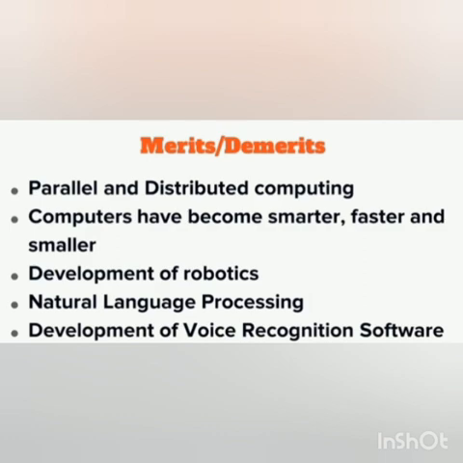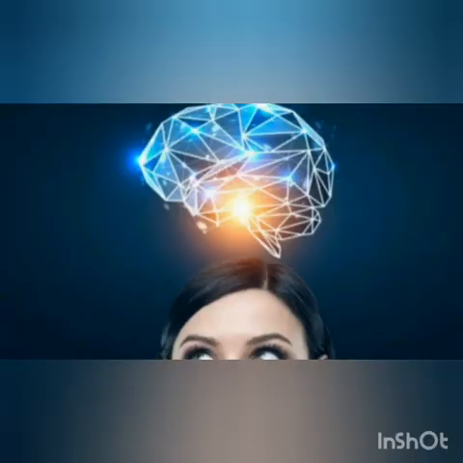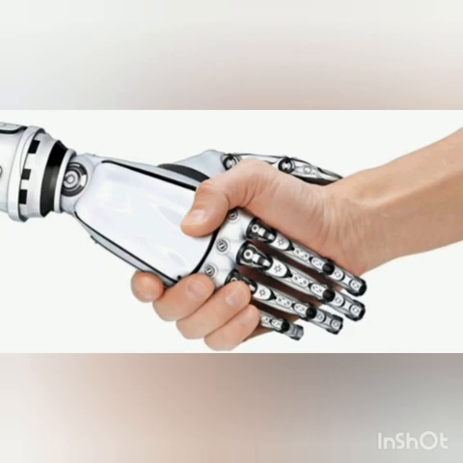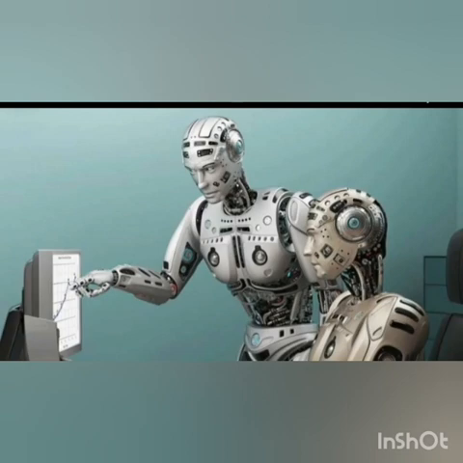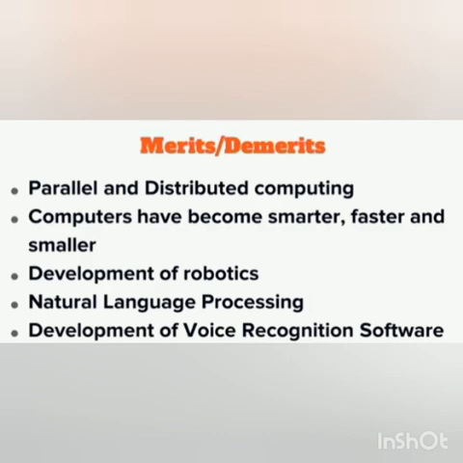And the next one is development of robotics. Already we have stepped into the development of robotics and we have succeeded. And natural language processing is nothing but what we communicate. That is, what humans communicate is the natural language. So based on the language, that is voice recognition software, it processes the information or processes the voice, what we speak. So based on that, it processes the information. So these all come under the sixth generation.